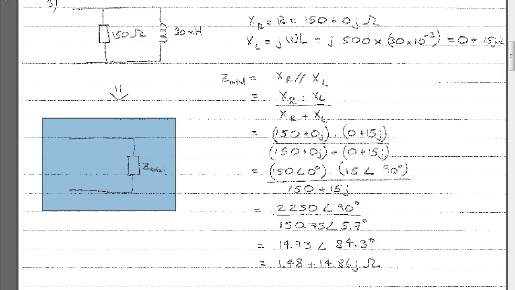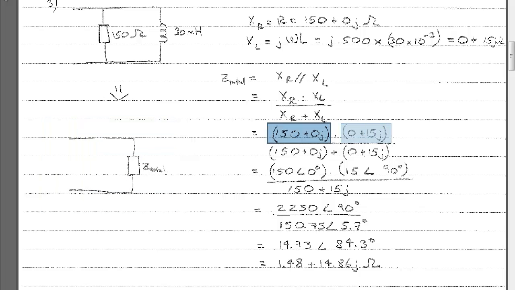So we want the reactance of the resistor times the reactance of the inductor all over the reactance of the resistor plus the reactance of the inductor. So what I've done is I've just put the numbers into the equation here. This one is the resistor, this is the inductor, this one's the resistor, and this one's the inductor. A note here, we've got multiplication at the top and addition on the bottom.